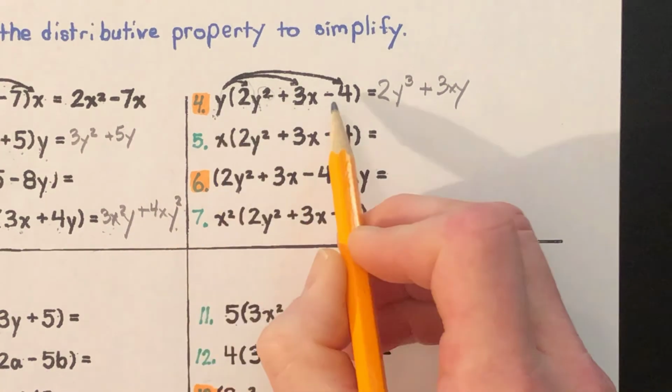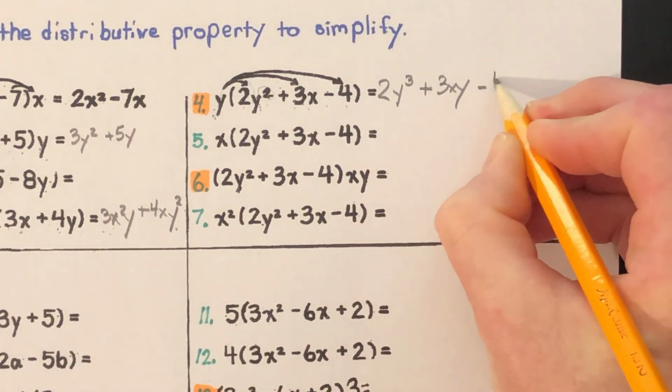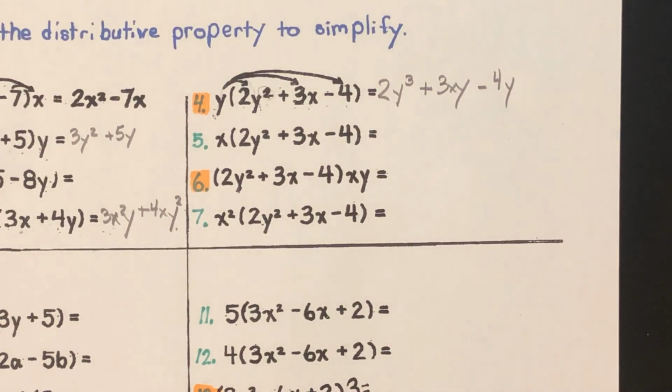Then we have y times negative 4 is negative 4y.